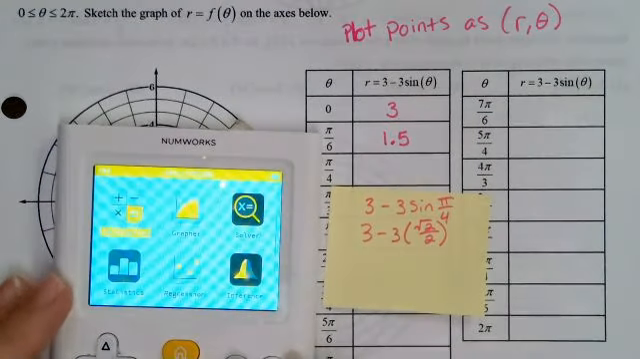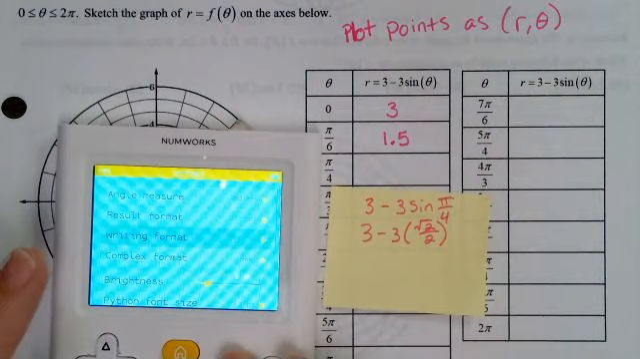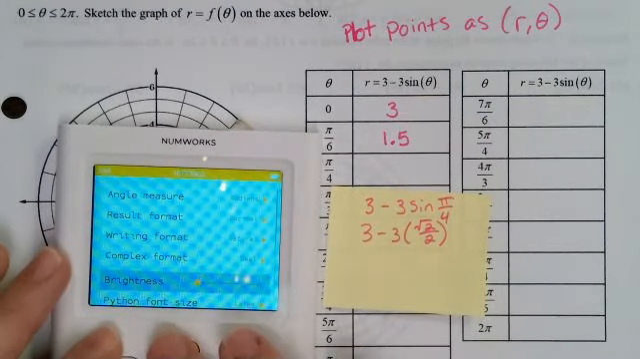I think my brightness is too high on this. Let me try to dull it down a little.